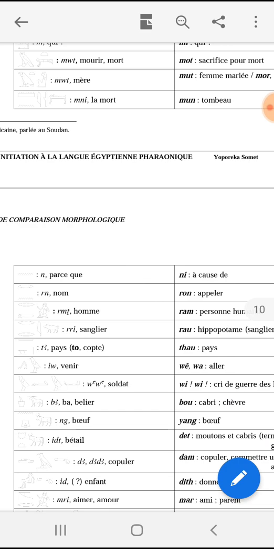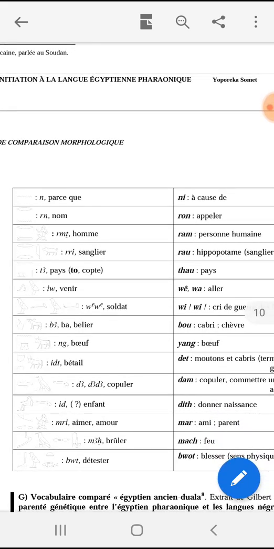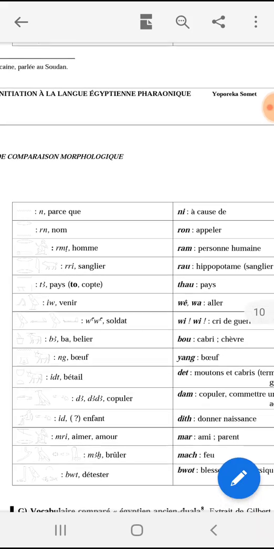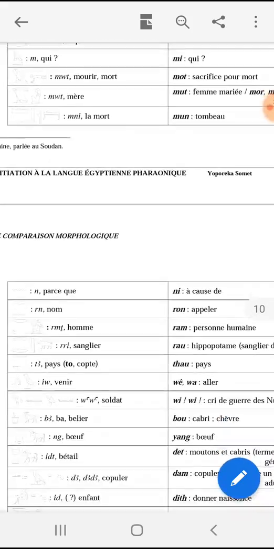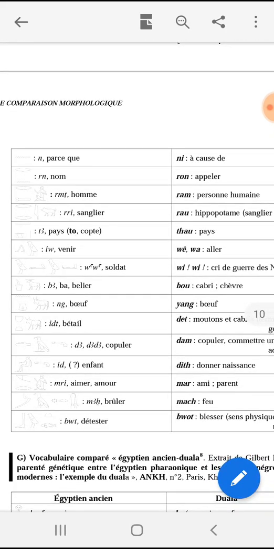Medu-Neter, N, meaning because. In Nuer, Ni, meaning because of. In Medu-Neter, Ren, meaning name. In Nuer, Ron, meaning to call. Medu-Neter, Remech, meaning man. Nuer, Ram, meaning a human person.